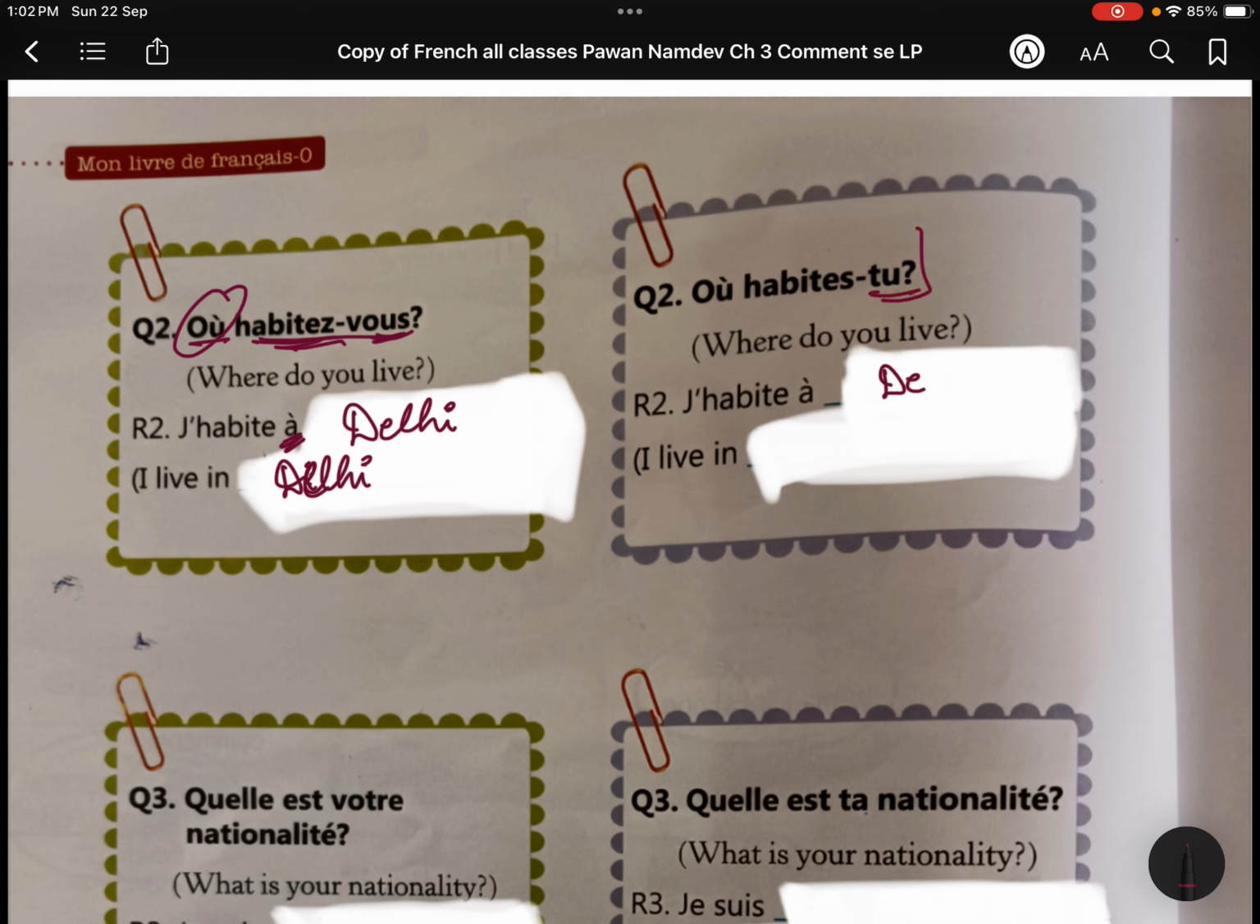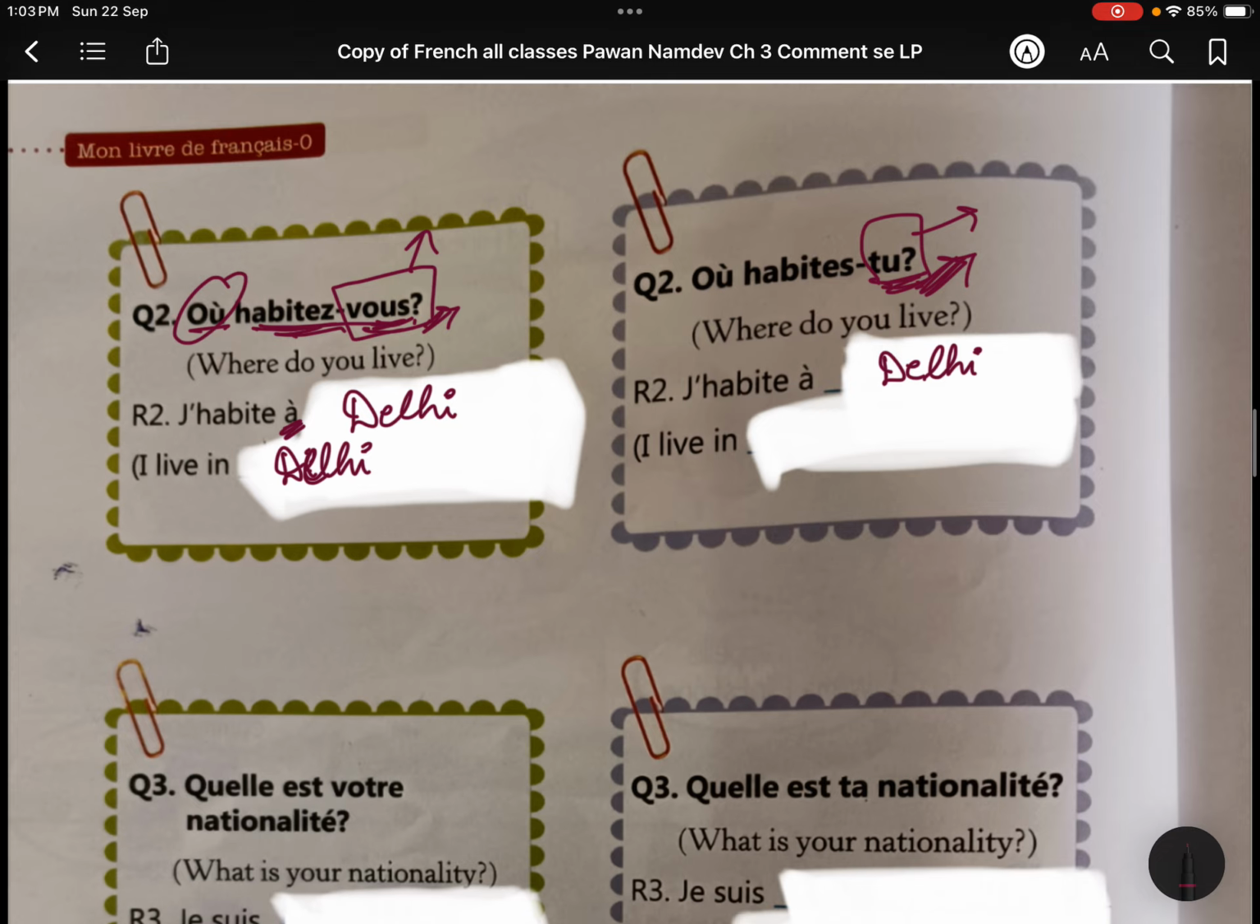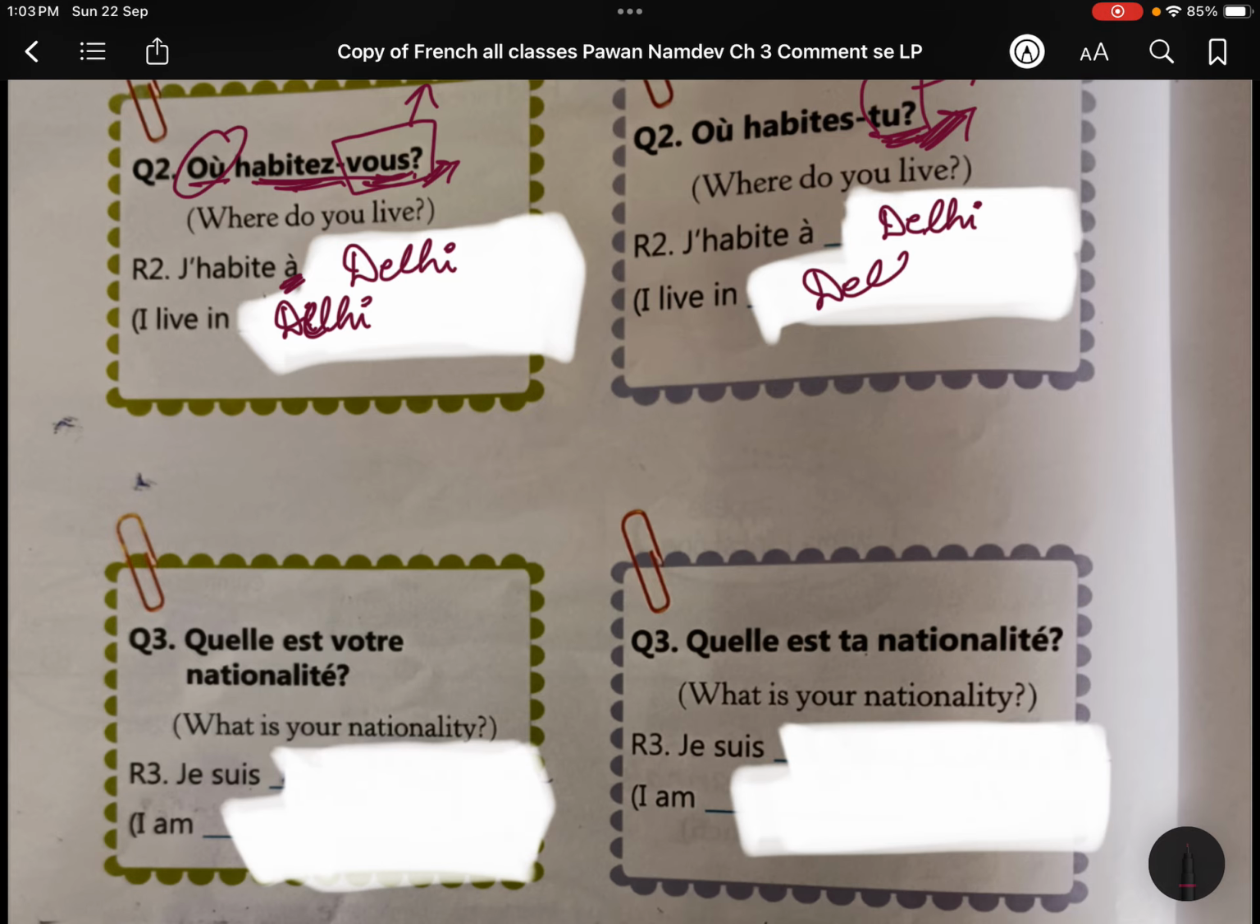We are having tu. It's an informal way of asking. If you know that person, you have to use tu. If you do not know that person, you have to use vous. Or if you really know that person very well, then you have to use tu. If you do not know that person very well, then you have to use vous. Clear, guys? I live in Delhi.